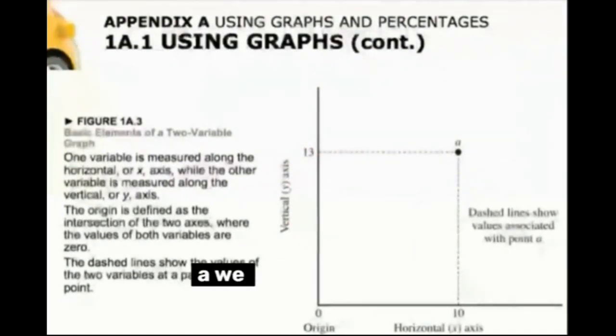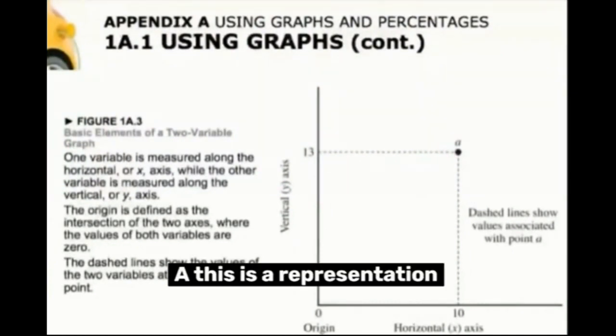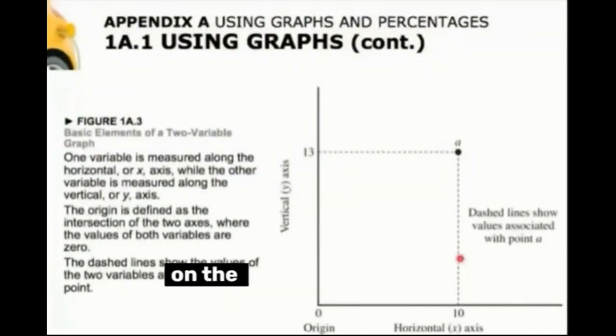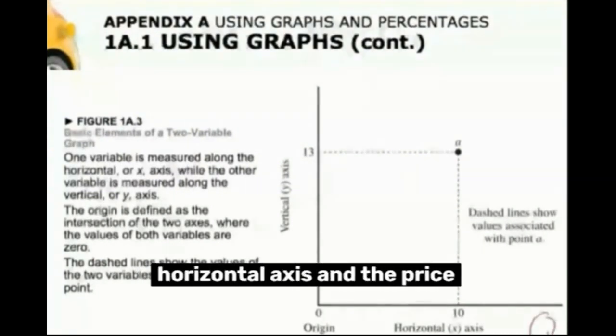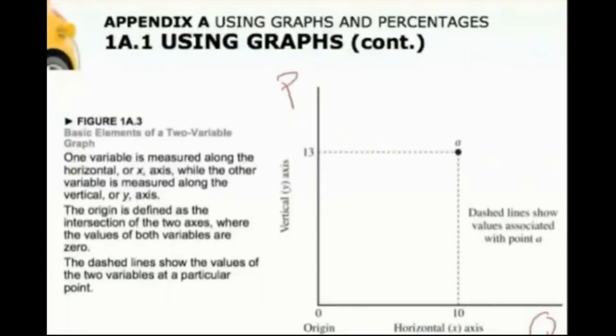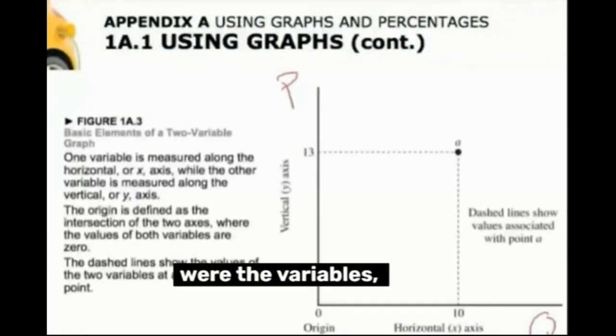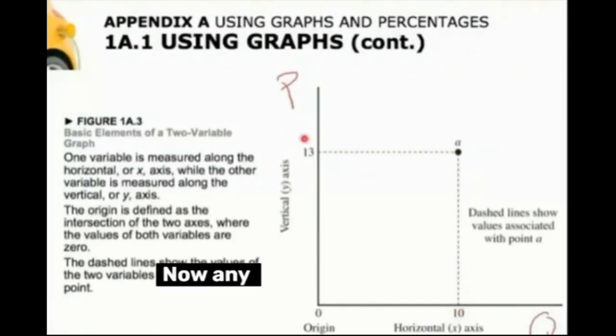So if we look at this point A, we can say at point A, this is a representation of 10 units of whatever's on the horizontal axis and 13 units of whatever's on the vertical axis. And one of the largest or most prevalent graphs we're going to look at in economics is supply and demand. In supply and demand, we generally have the quantity of a good or a service on the horizontal axis and the price of a good or service on the vertical axis. So in this graph, if those were the variables, then the point A would represent a quantity of 10 units and a price of 13 units.